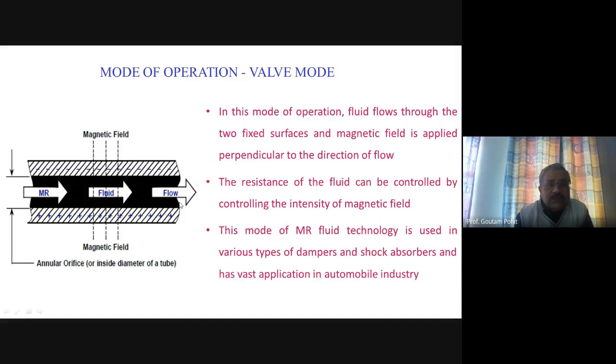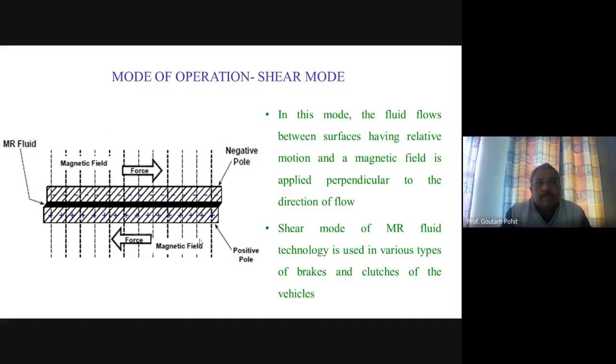So basically what we are doing is changing the properties of the magnetic field, and this is an orifice. As a whole, we can increase the friction. If we can increase friction, then there is more dissipation of energy, so the shock absorber can absorb more forces. This mode of MR fluid technology is used in various types of dampers and shock absorbers and has vast application in the automobile industries.